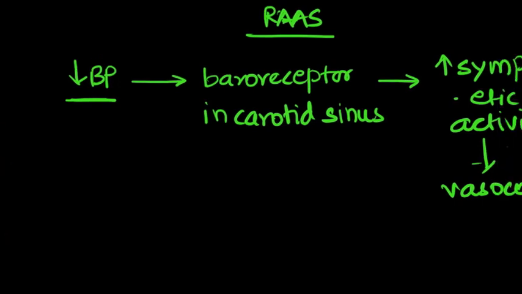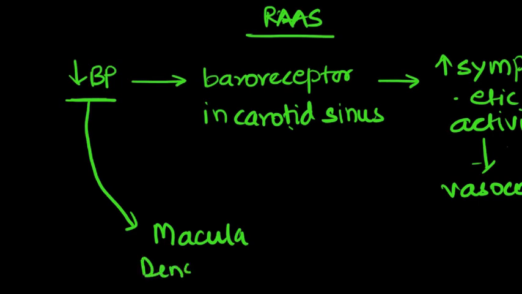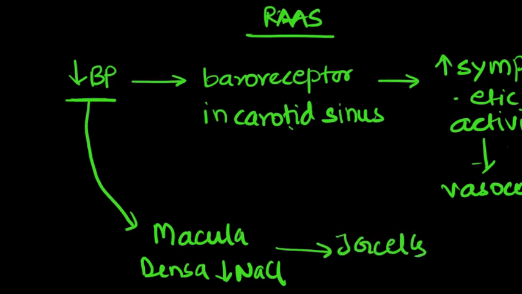Complete vasoconstriction. The second part is low blood pressure. When it happens at the kidney level, it will be sensed by your macula densa cells as a low sodium chloride, and it will activate the JG cells to release renin. This is very simple till now.